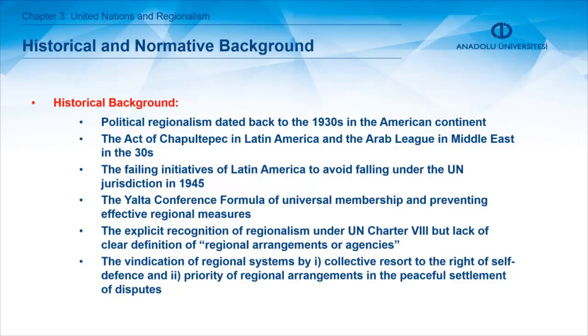On the other hand, the UN system recognizes regional systems mainly by two different mechanisms. The first is the collective resort to the right of self-defense. In other words, regional organizations, arrangements and agencies can collectively resort to the right of self-defense. The second is the priority of regional arrangements in the peaceful settlement of disputes. This is the second main mechanism of regionalism in the UN system.